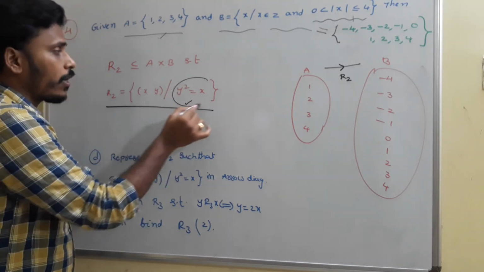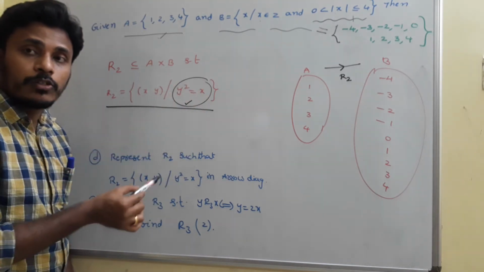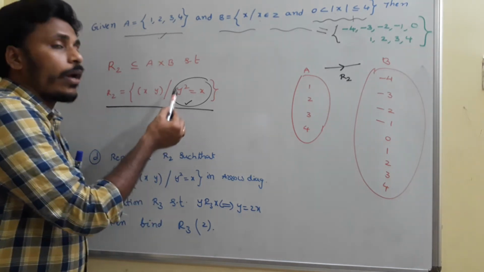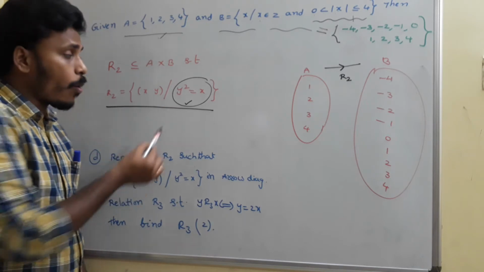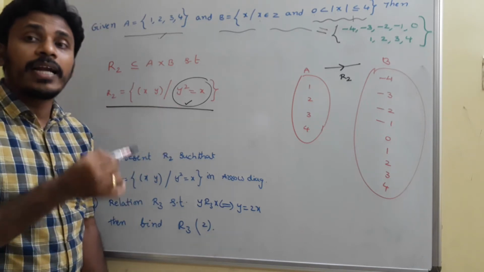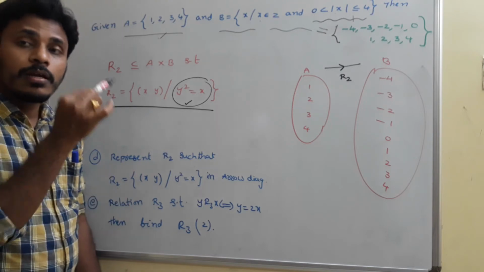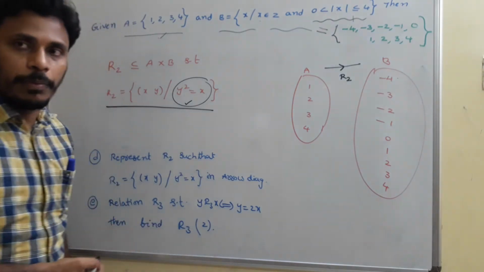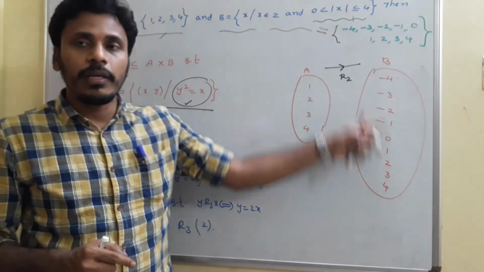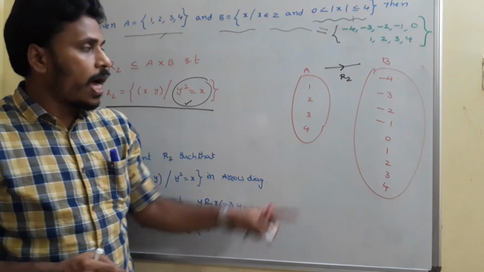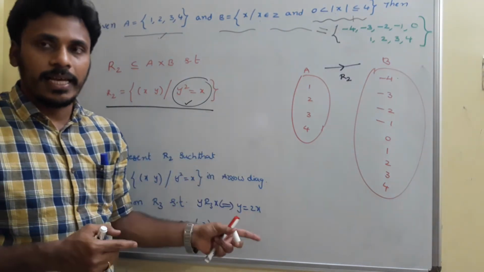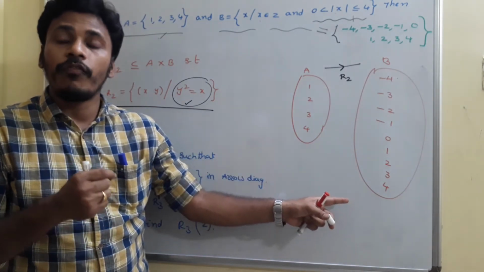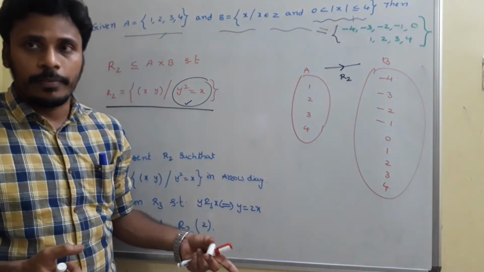So based on this particular rule, we need to connect the elements of A to the elements of B. Once again, just look at the rule. What is the rule? y square is equal to x. y is an element of the second set and its square must equal an element in x. So you just think it. So -4 is an element of set B. See, the elements of set B you treat as y and the elements of set A you treat as x. So just square each and every element of set B. If the value of its square is there in set A, just connect them or otherwise leave it.